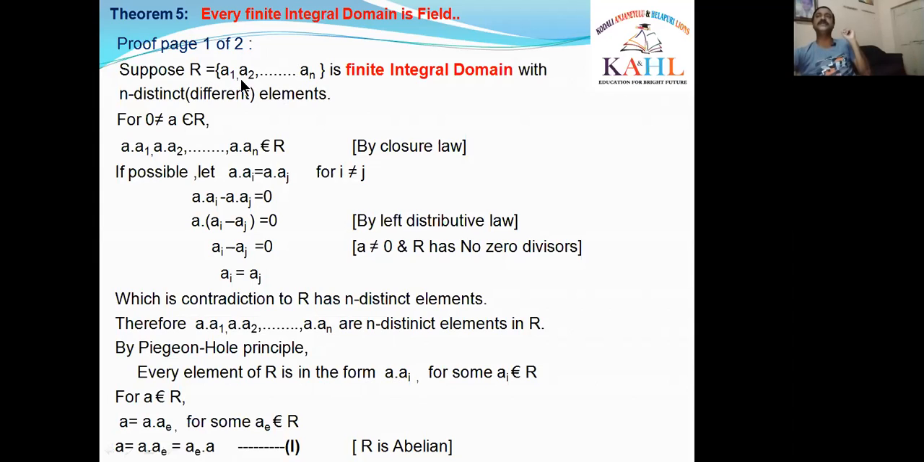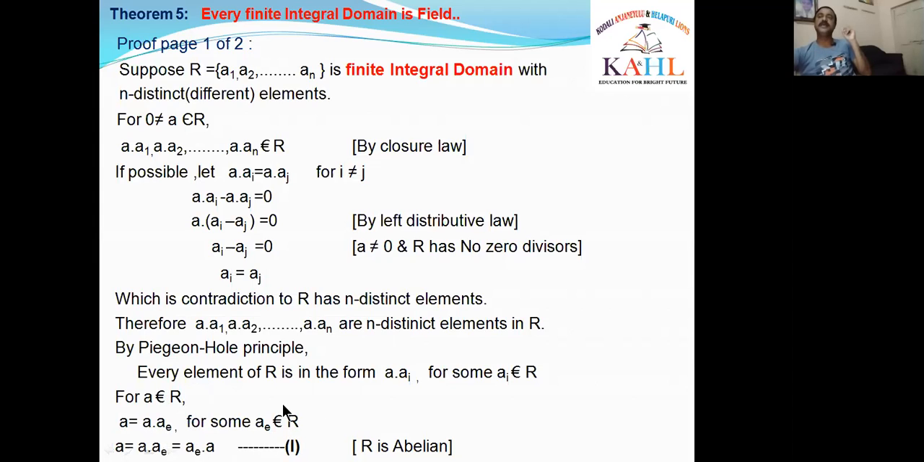Every element of R means R has elements a1, a2, and so on. Each and every element can be written in the form of a·ai, for some ai belonging to R. And we have a belongs to R. That means a is in the form of a·ae, for some ae belonging to R.